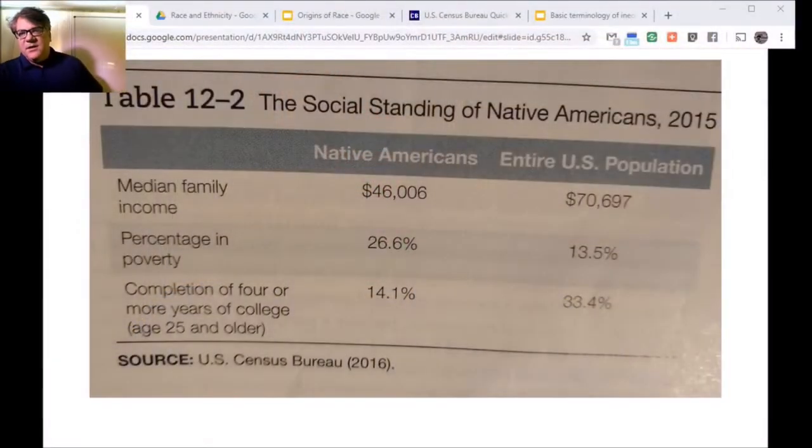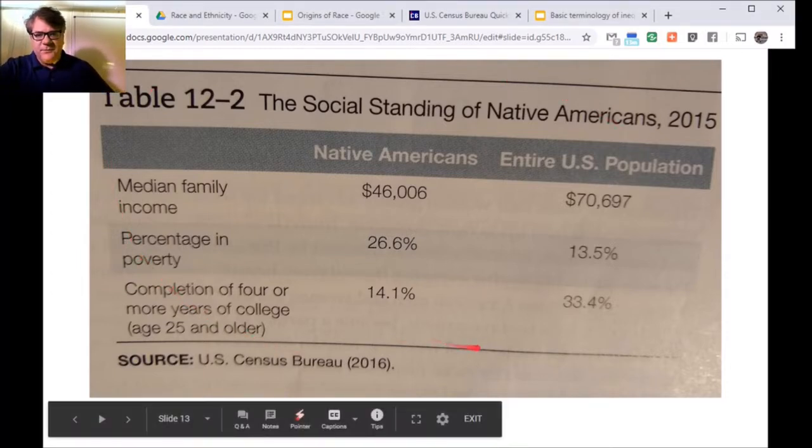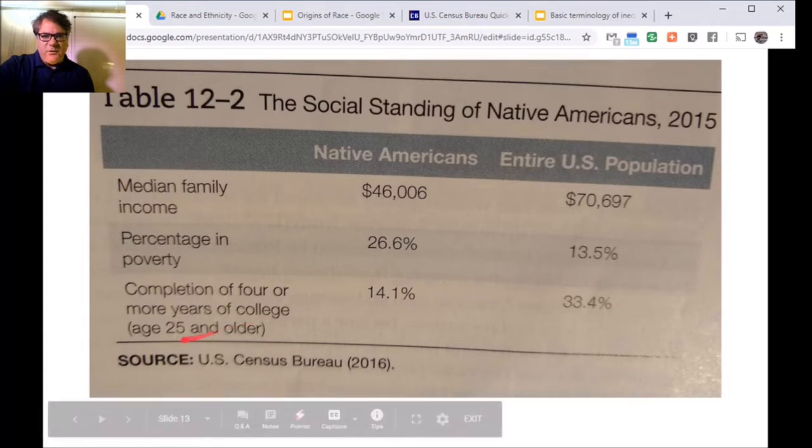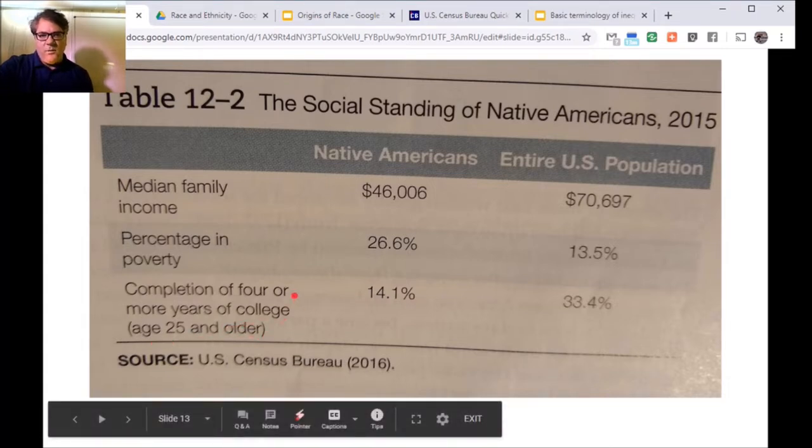Here's the first slide. So, social standing of Native Americans, okay? Now, in each of these tables, you're going to see the entire U.S. population on the right-hand side, and then the racial category that we're looking at. I'm sorry that these aren't better digital files, but I don't have digital files for these tables, so I had to take a picture of them out of the book and then put them in a PowerPoint this way. So, average income, percent in poverty, completion of 4 or more years of college. Again, remember, this is looking at those that are 25 years of age and up, 4 or more years of college, okay? So that's a large swath of the adult population.